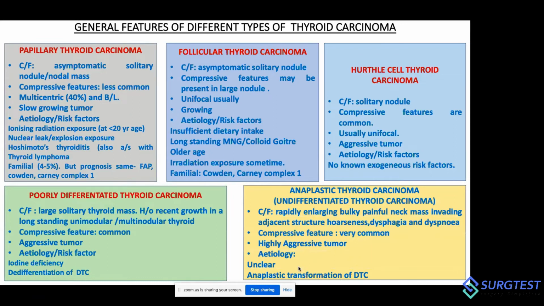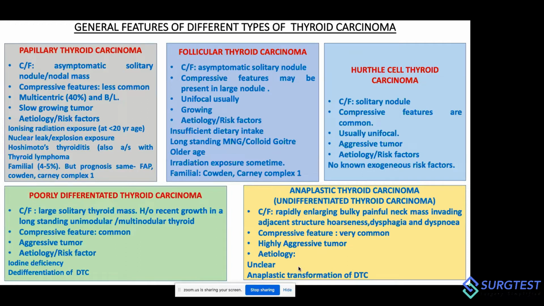Anaplastic: a rapidly enlarging, bulky, painful neck mass invading adjacent structures, leading to hoarseness, dysphagia, and dyspnea. Compressive features are again very common in anaplastic. It is a very highly aggressive tumor, and the etiology is usually unclear, but there may be anaplastic transformation of differentiated thyroid cancers. So when there is a transformation because of accumulation of mutations from the differentiated thyroid cancer, it may first change into poorly differentiated thyroid cancer and then subsequently into anaplastic thyroid cancer.